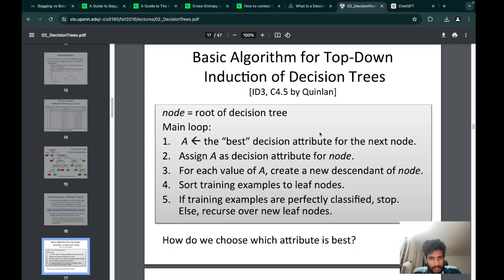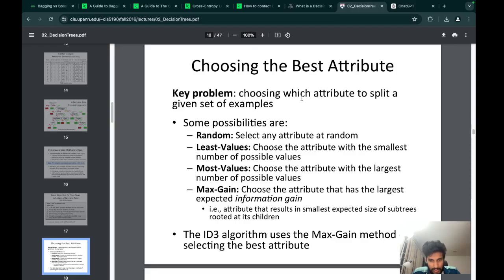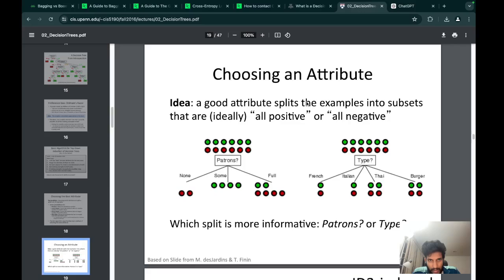Induction of decision trees. Best decision attribute for the next node. Cool. ID3. Yeah. Using an attribute, a good attribute splits the examples into subsets that are ideally all positive or all negative. Cool.